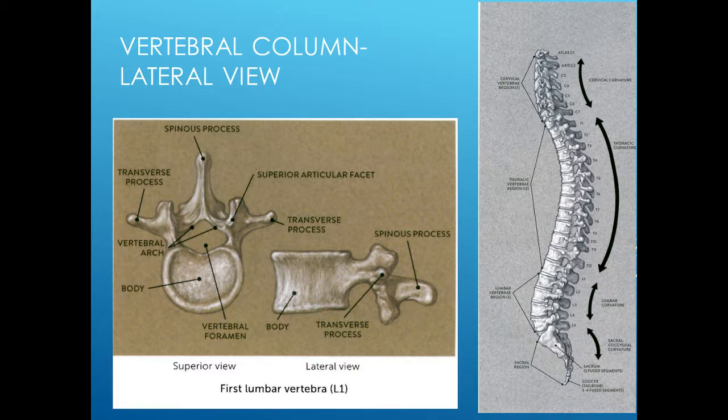So we have 7 cervical vertebrae, 12 thoracic vertebrae, but only 5 lumbar vertebrae. So 7, 12, and 5 equals 24, right? Because 7 and 12 is 19, and then we add 5 more up to 24. So we have 24 vertebrae in our vertebral column.